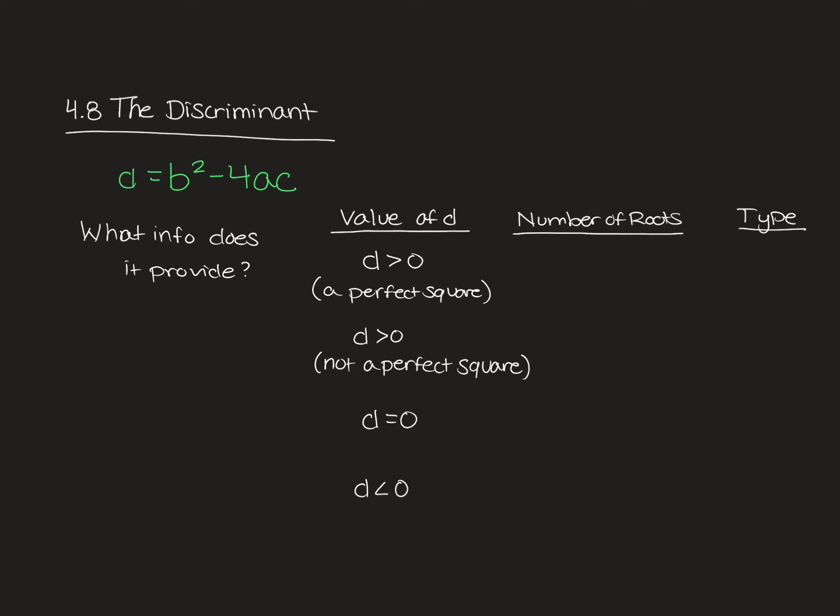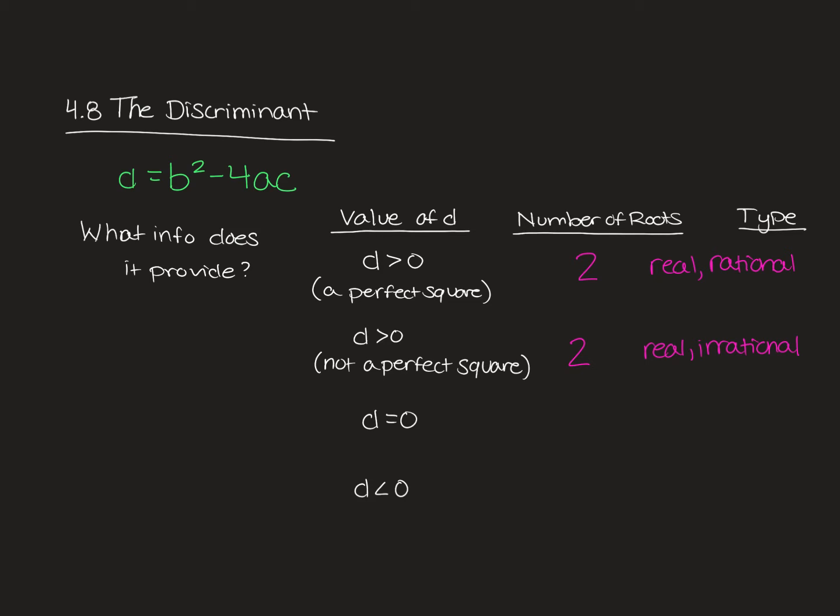For example, if the value of your discriminant is positive, greater than 0, and it is a perfect square, you will have two roots and they will be rational. They'll also be real. So you will have two real rational roots. If your discriminant is positive and it's not a perfect square, you will still have two roots, but they will be real and irrational. That means that you have a radical as your answer.